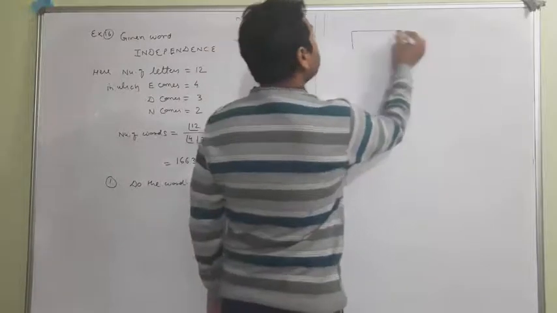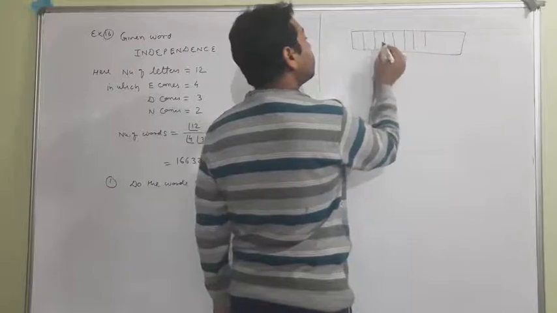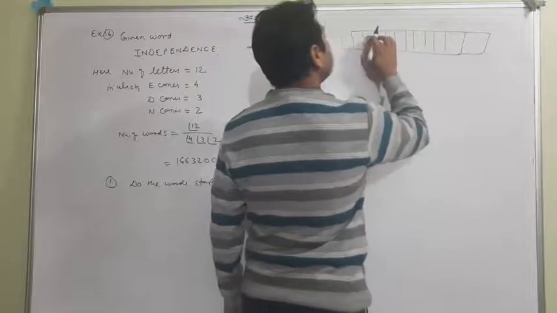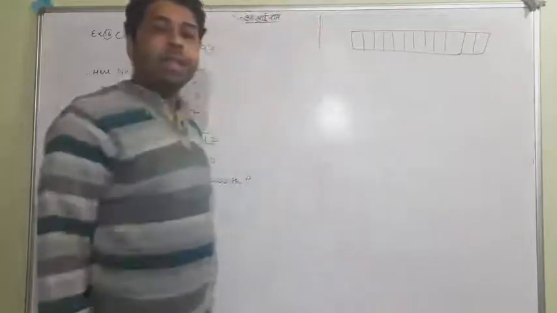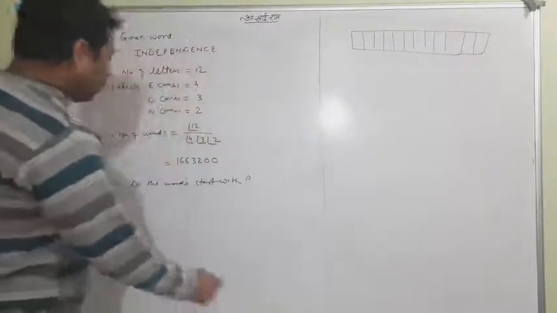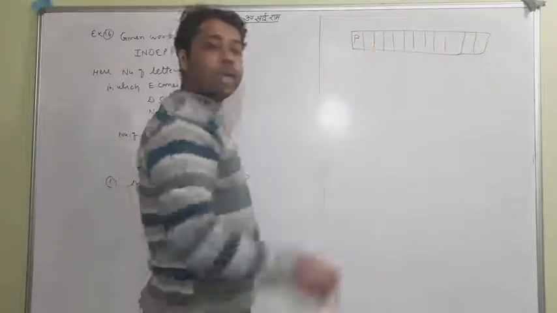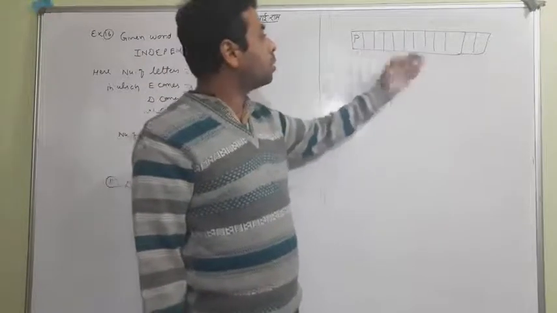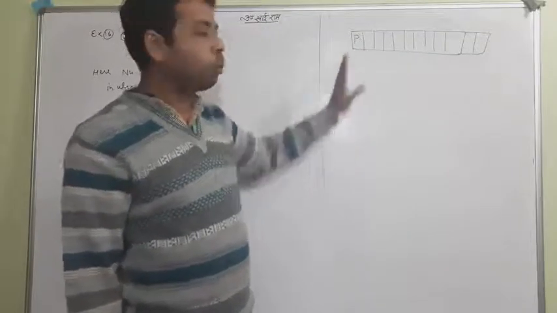So whatever 12 boxes we will make, just for understanding, these are 12 letters, so 12 positions, and we have to find all the words which start with P. So we will put P at the very first place, the very left place, because we are going to find all the words which start with P. So we will keep P as a constant in the very left place.